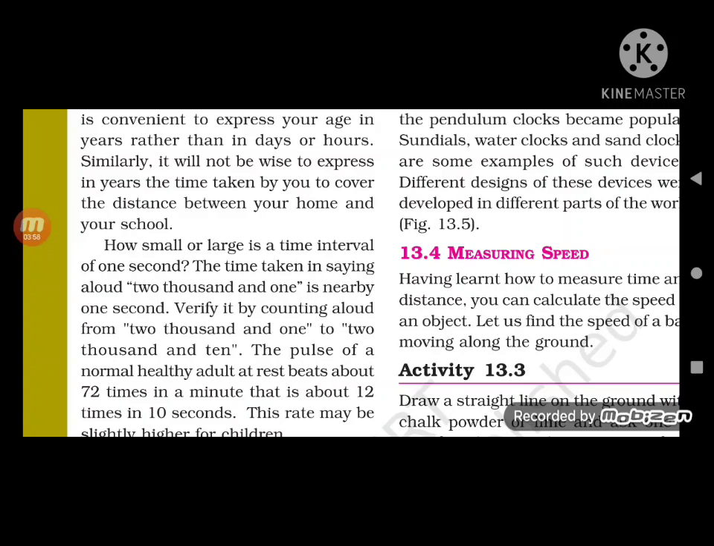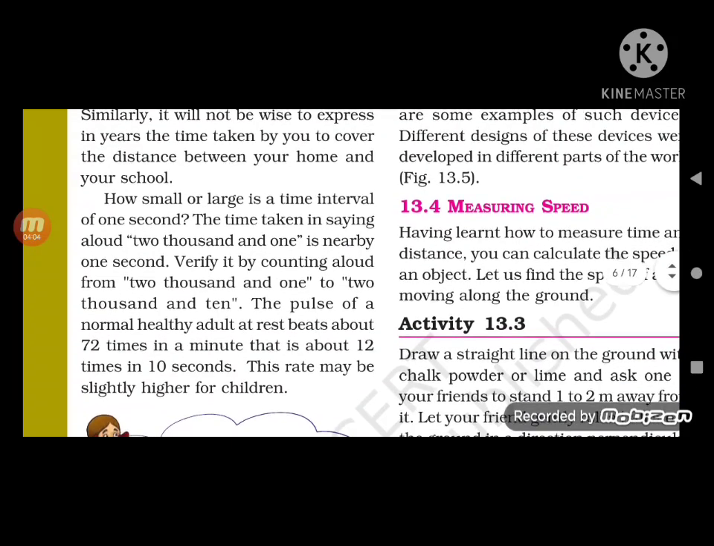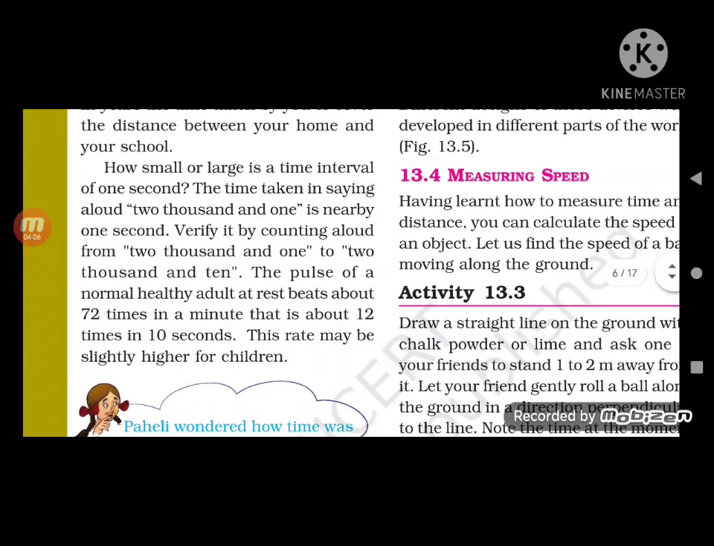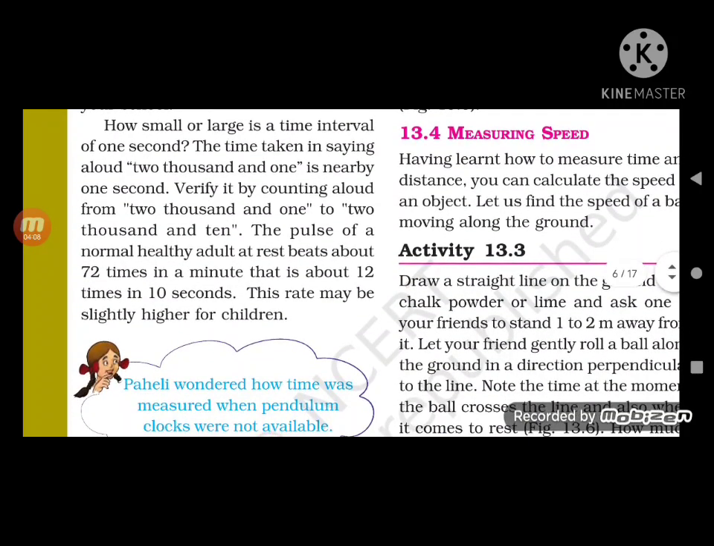So how small or large is the time interval of 1 second? The time taken by saying aloud 2001 is nearly 1 second. Verify it by counting aloud from 2001 to 2010. The pulse of a normal healthy adult at rest beats about 72 times in a minute, that is about 12 times in 10 seconds. This rate may be slightly higher for children.